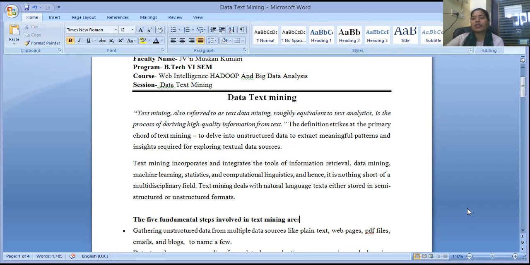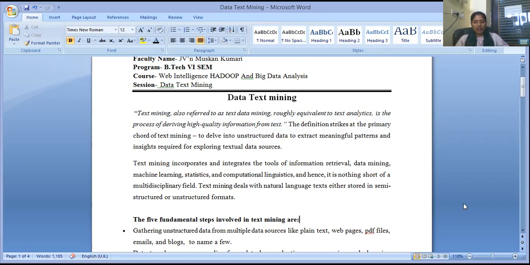So data text mining incorporates and integrates the tools of information retrieval. These are the various tools through which we can extract relevant and meaningful data from the set of data, isn't it? And data mining, machine learning, statistics, and computational linguistics. Hence, it is nothing short of a multidisciplinary field. Text mining deals with natural language text stored in semi-structured and unstructured format.